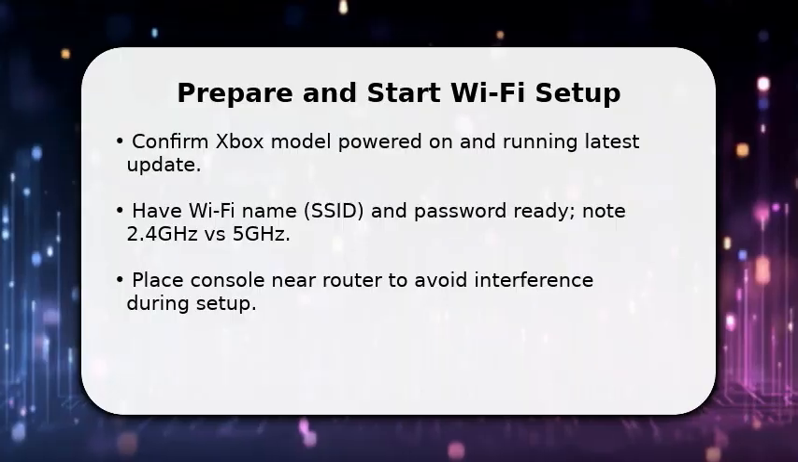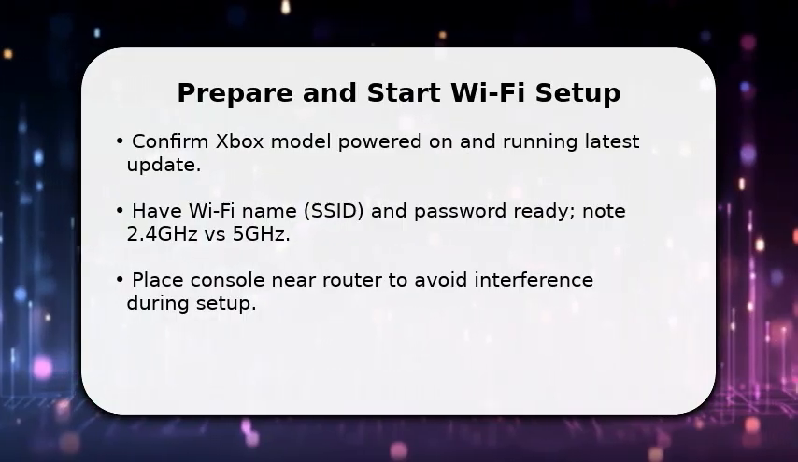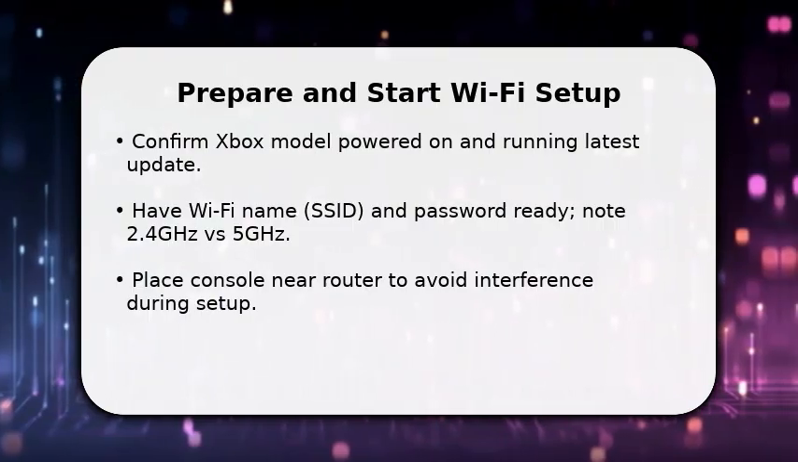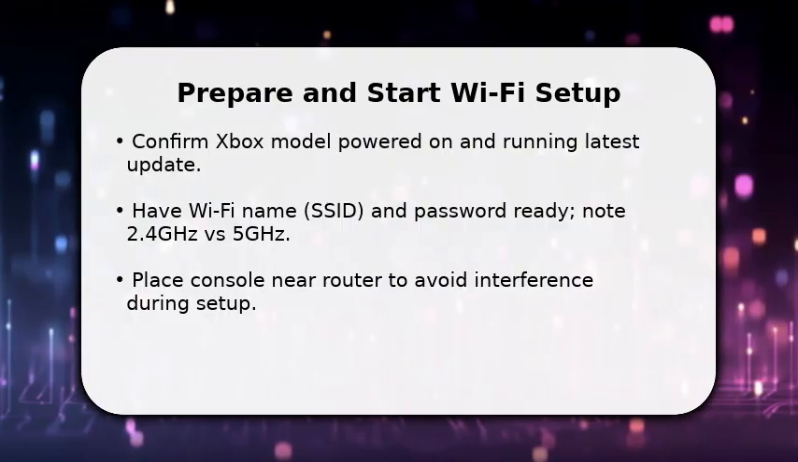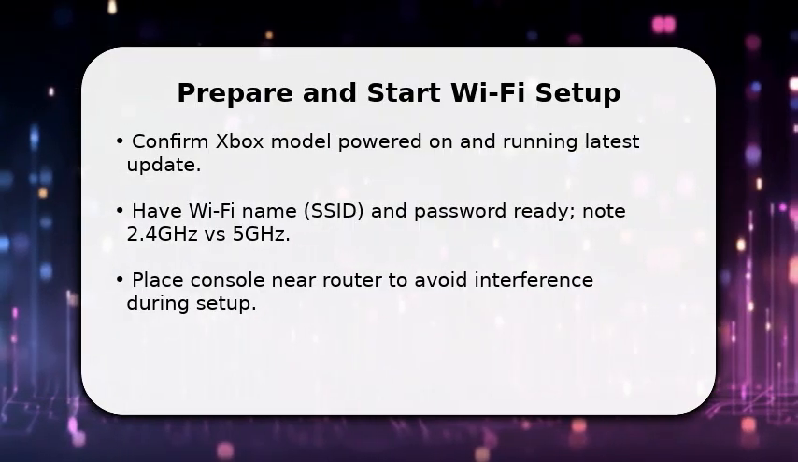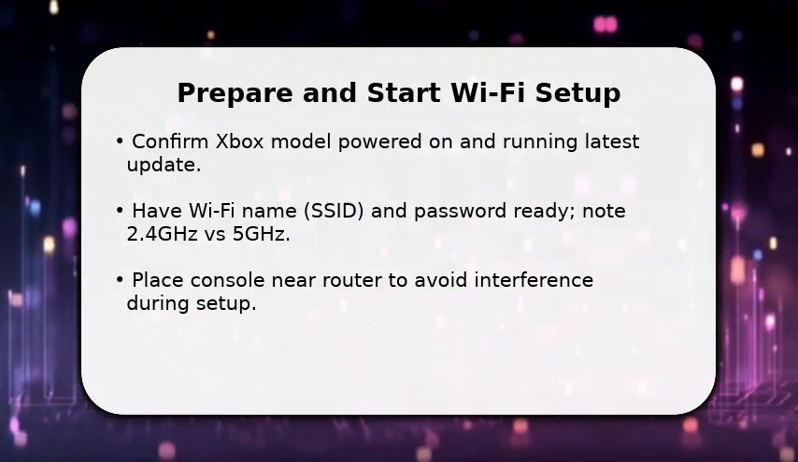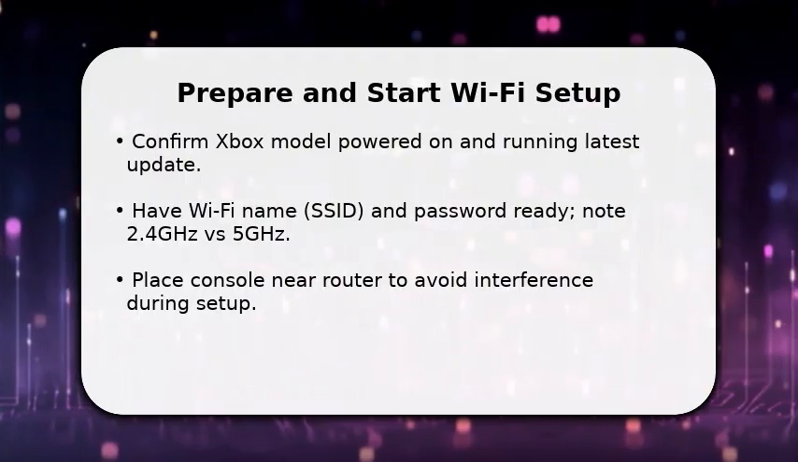You start now. Turn on your Xbox and make sure it has the latest system update installed. You need the Wi-Fi network name and password in front of you because the console requires manual entry. Once done, press the Xbox button, go to Profile and System Settings, General Network Settings. Make sure wireless networking is enabled. If you see Ethernet active, unplug it so the console searches for wireless networks.